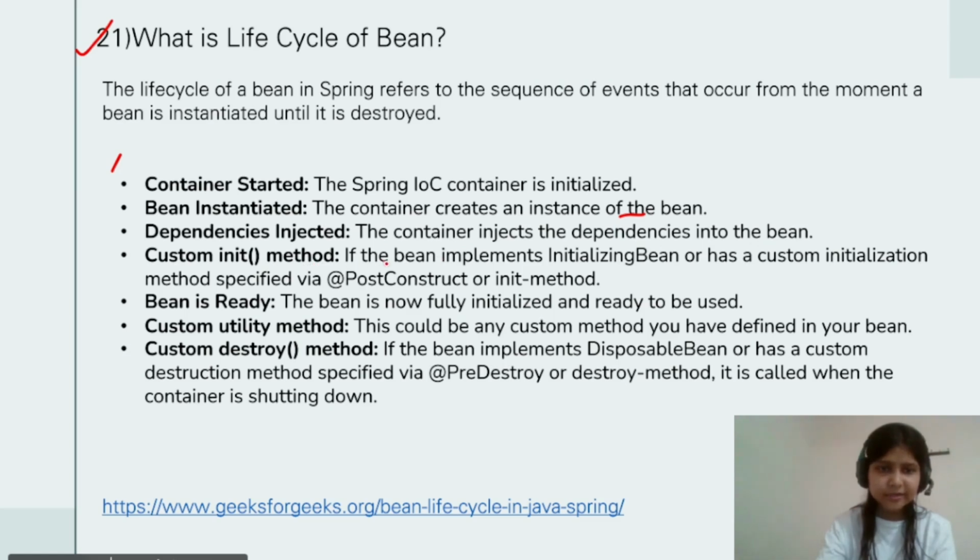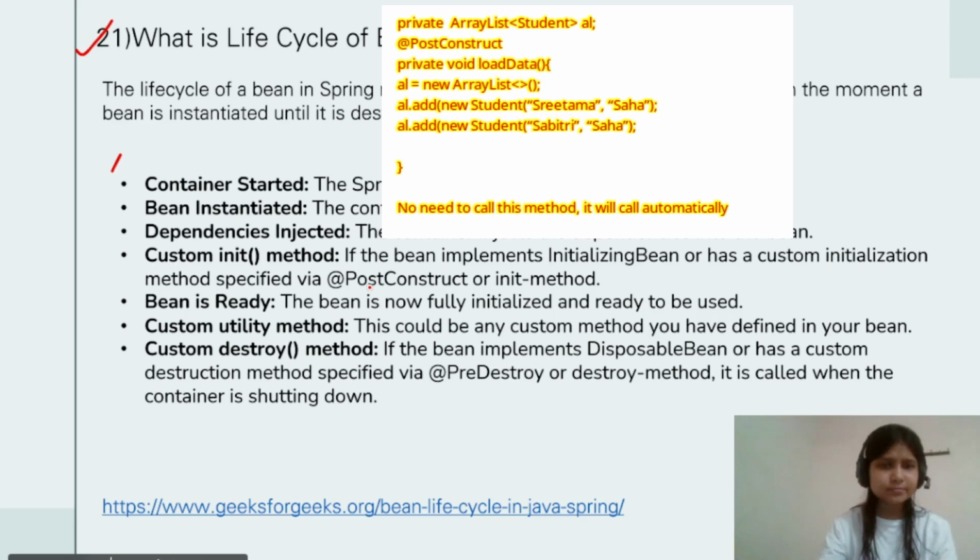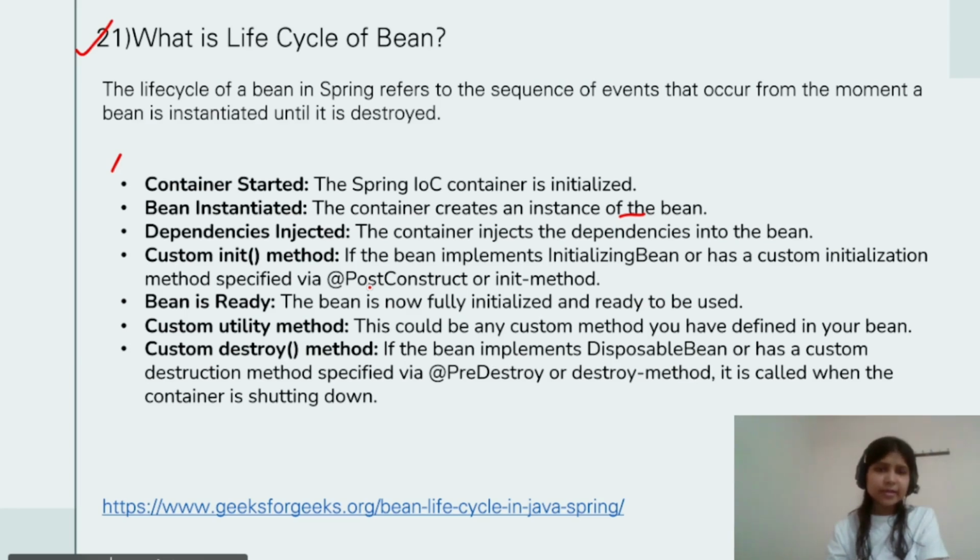Custom init method: if the bean implements InitializingBean or has a custom initialization method specified via @PostConstruct or init-method. Bean is ready: the bean is now fully initialized and ready to be used. Custom utility method: this could be any custom method you have defined in your bean. And custom destroy method: if the bean implements DisposableBean or has a custom destruction method specified via @PreDestroy or destroy-method, it is called when the container is shutting down.